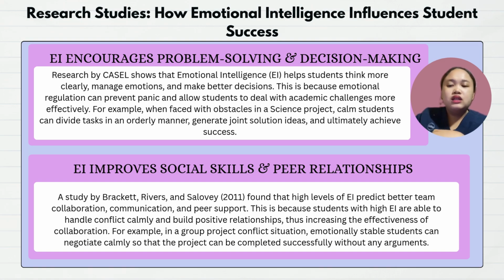For example, if a student receives a lower than expected test score, an emotionally intelligent response will be to reflect on what went wrong, seek feedback, and create a plan to improve. Instead of giving up, EI helps them stay motivated and continue progressing.